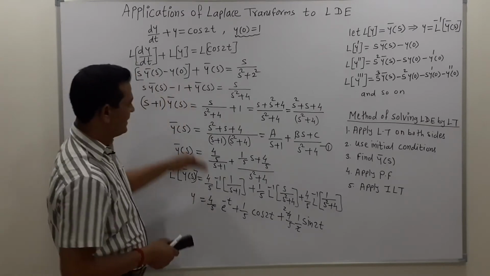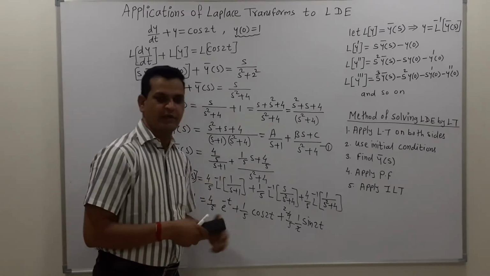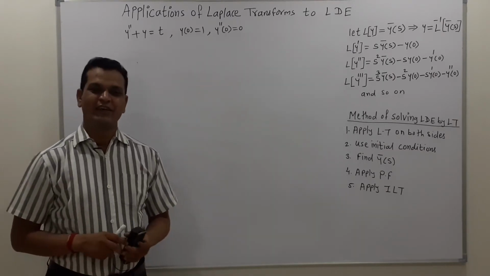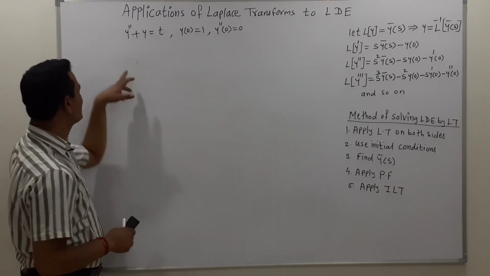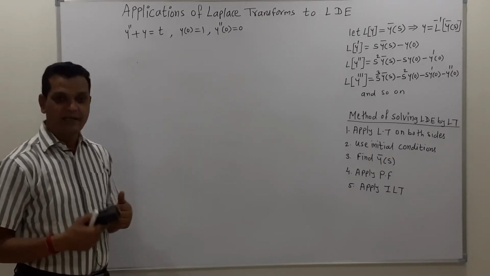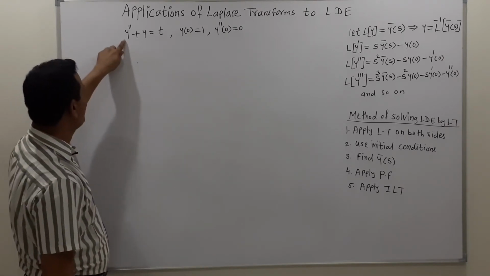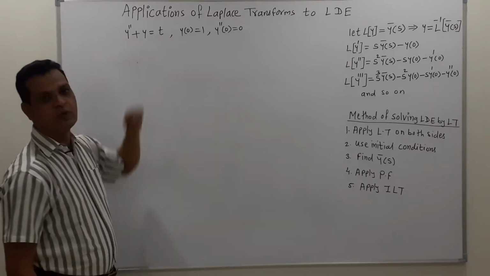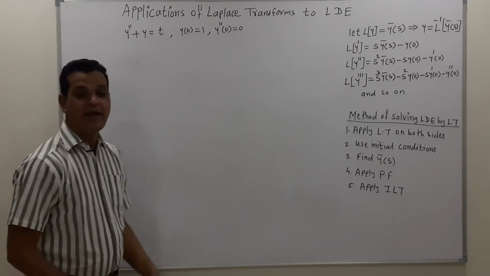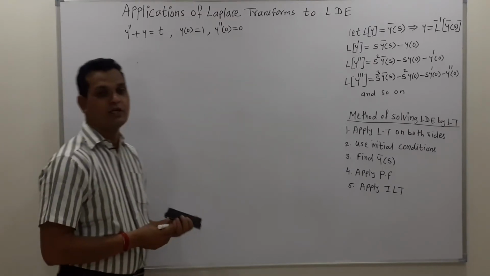So now this was the second example. Now let's take the third example. So third example. Now friends, let's take the third example. Using Laplace transformation, solve the linear differential equation y double dash plus y is equal to t, where the initial conditions are y of 0 is 1 and y double dash of 0 is 0.